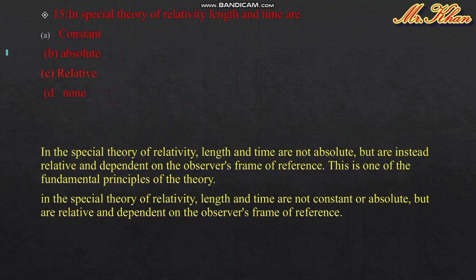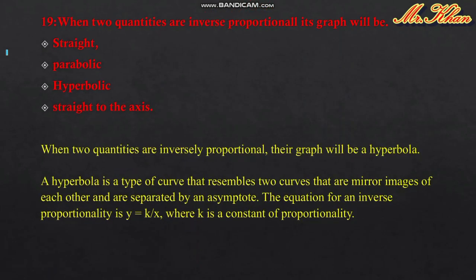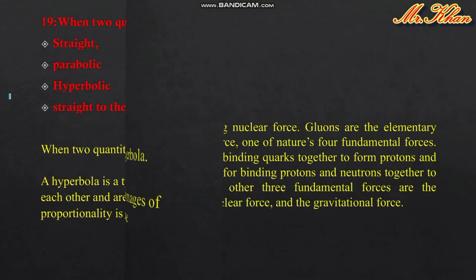Question 19. When two quantities are inversely proportional, its graph will be straight, parabolic, hyperbolic, or straight to the axis. When two quantities are inversely proportional, their graph will be a hyperbola. A hyperbola is a type of curve that resembles two curves that are mirror images of each other and are separated by an asymptote. The equation for an inverse proportionality is y equals k/x, where k is a constant of proportionality.